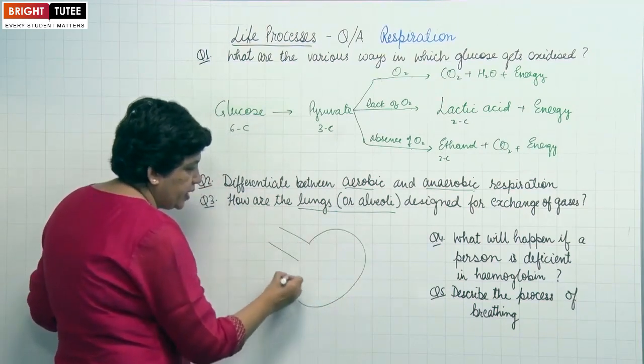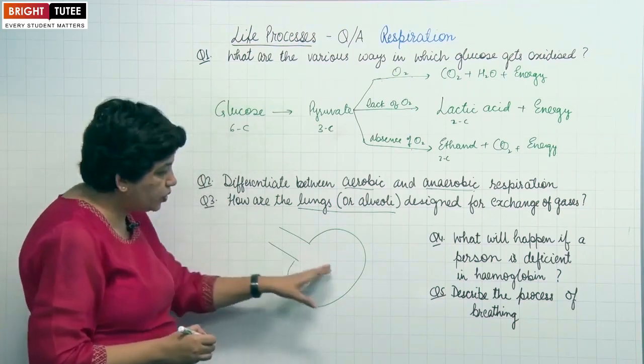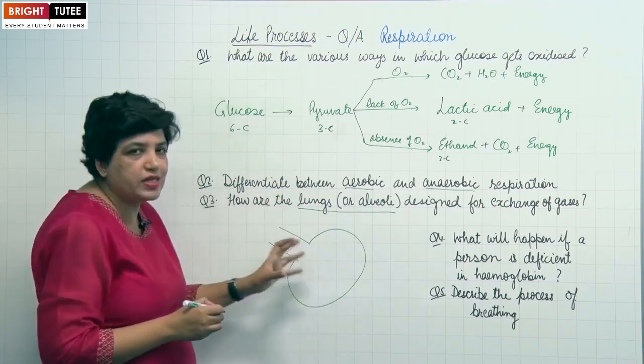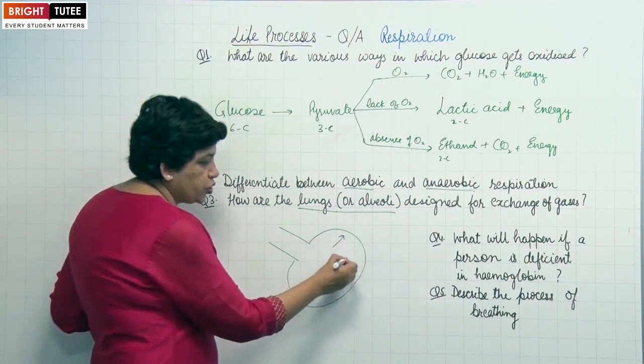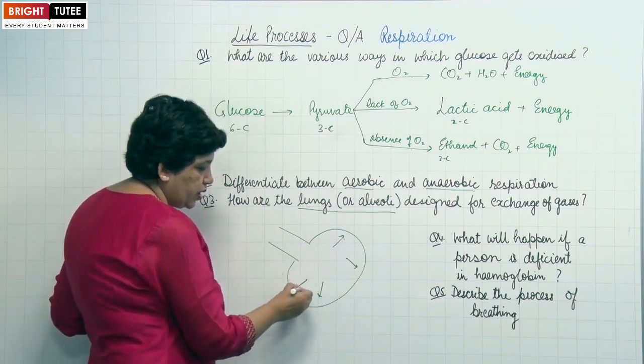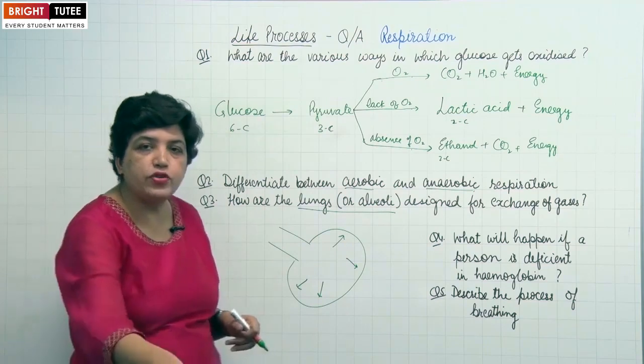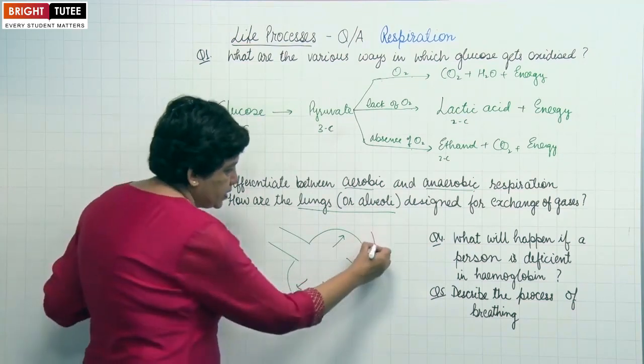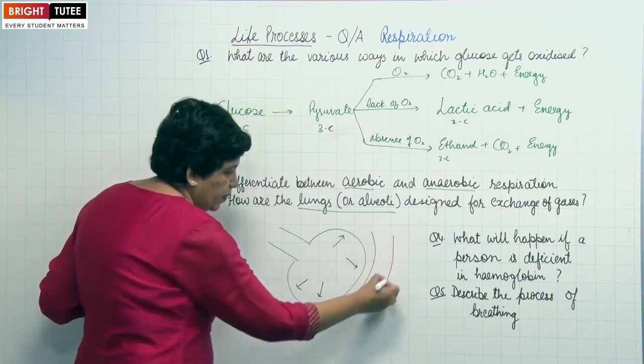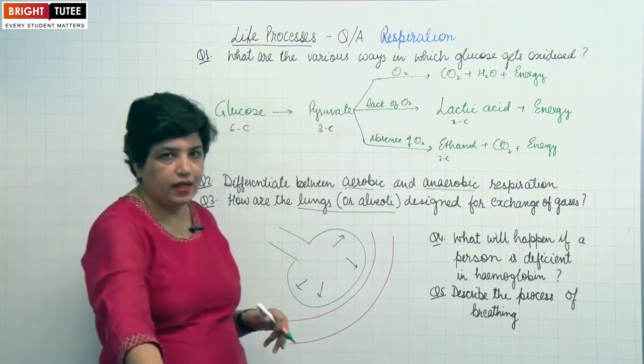At the end, there is an air sac called alveoli. Now, this alveoli increases the surface area for absorption of oxygen, right? And moreover, it is richly supplied by the blood vessels. There is a network of capillaries surrounding the alveoli.